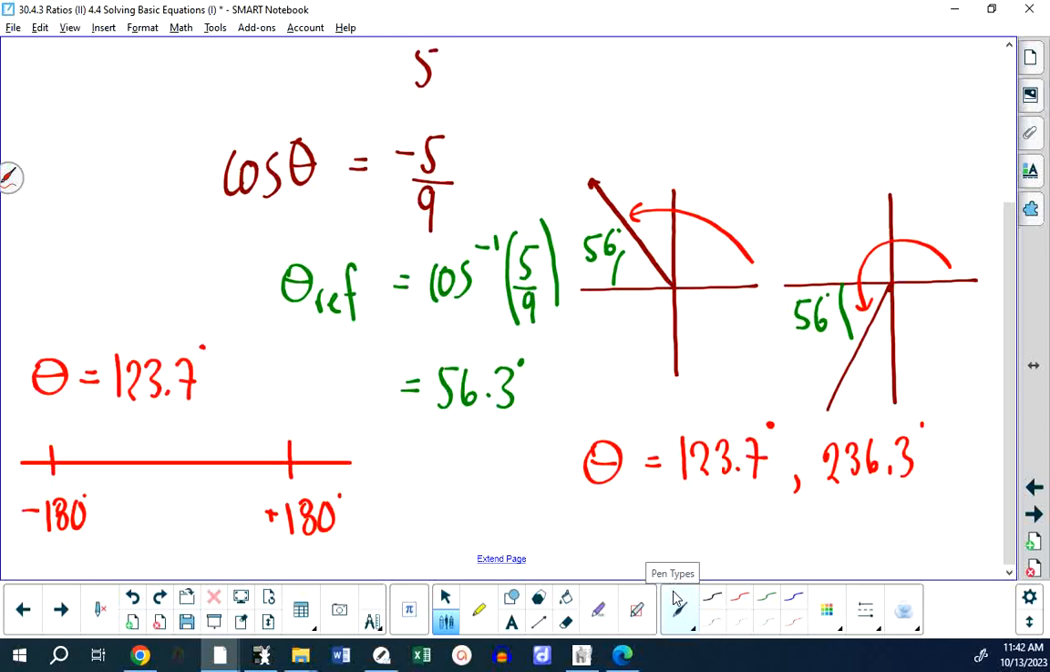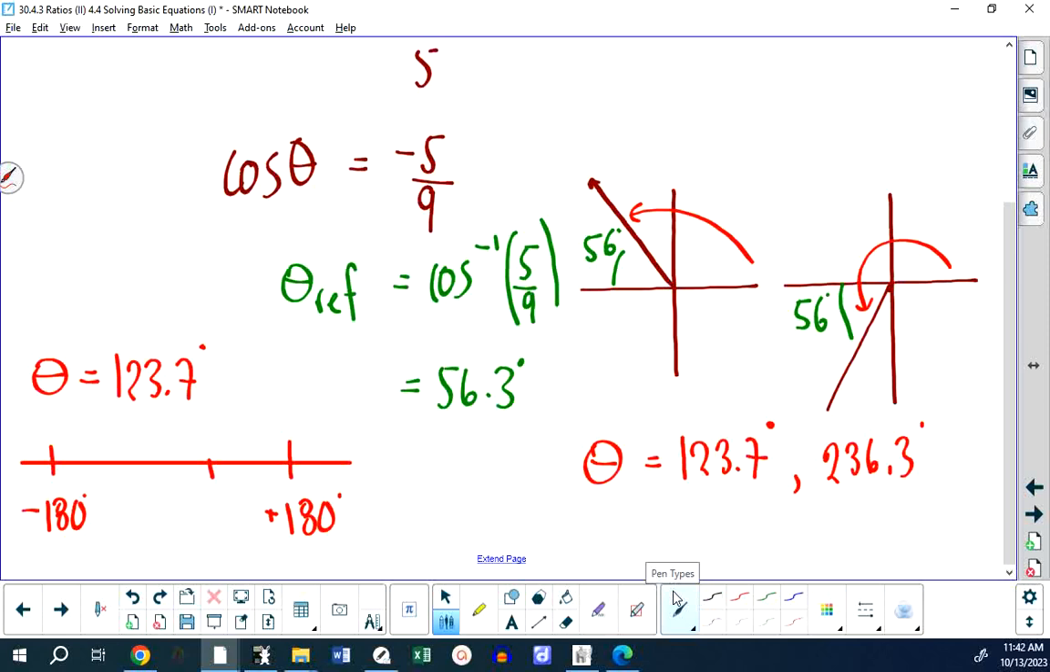123.7 degrees. How many of you are quite sure, just looking at this number line and the fact that this is 123.7, that if you add 360 to that, you will be outside of the domain, and if you subtract 360, you're going to be outside of the domain. The domain is only 360 wide, so wherever you are, if you subtract or add 360, you'll be outside.